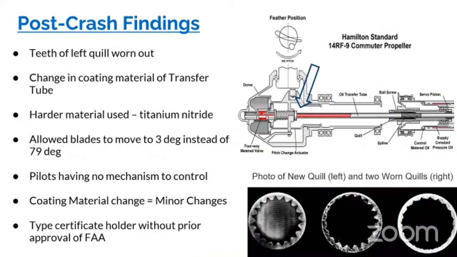Next slide. Findings brought out that the teeth of the quill, which is a part linking the propeller control unit and the blade moving assembly through the transfer tube, were totally worn out.